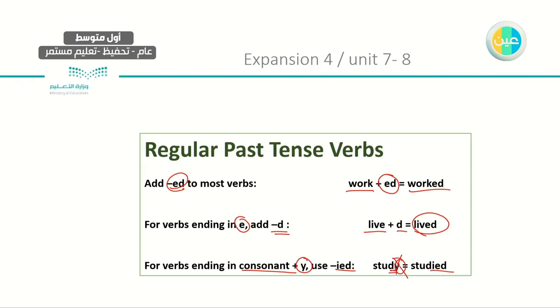Okay? But for example, the verb play ends with y, but before y we have a vowel letter, so we just add ed: played. We don't drop y, so it becomes played like this. Why? Because the verb ends with y and before that we have a vowel, not a consonant. Okay? This is about regular past tense.